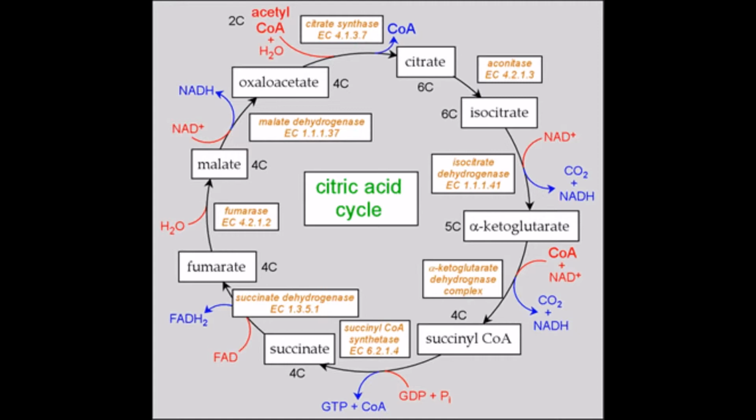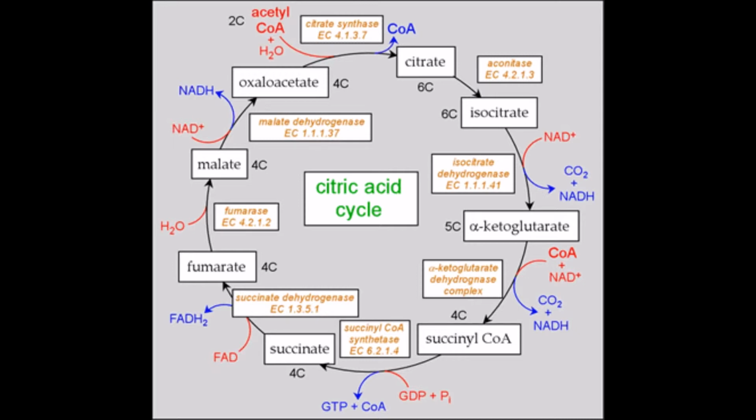Succinyl-CoA synthetase catalyzes the conversion from succinyl-CoA to succinate. Then comes another dehydrogenase enzyme, succinate dehydrogenase, which produces FADH2 as succinate is converted to fumarate. Fumarase converts fumarate to malate. The final enzyme in the cycle is another dehydrogenase, malate dehydrogenase, which produces NADH while producing oxaloacetate from malate. The citric acid cycle results in a complete oxidation of the acetyl group from acetyl-CoA.